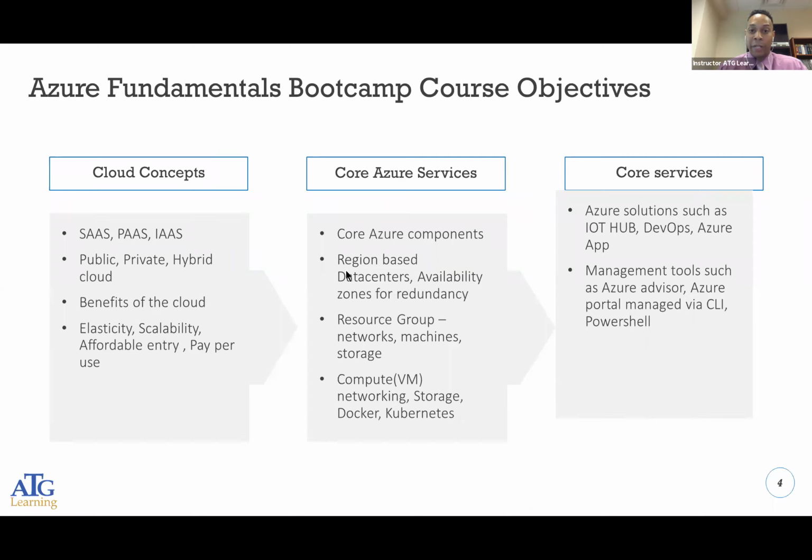Availability zones for redundancy. We're going to talk about most of these zones that you're going to be a part of. They're going to have 3 data centers that are going to be replicating your data to other data centers in case one of those data centers is disrupted by some type of natural disaster. You can rest assured that your data is going to be at another location.